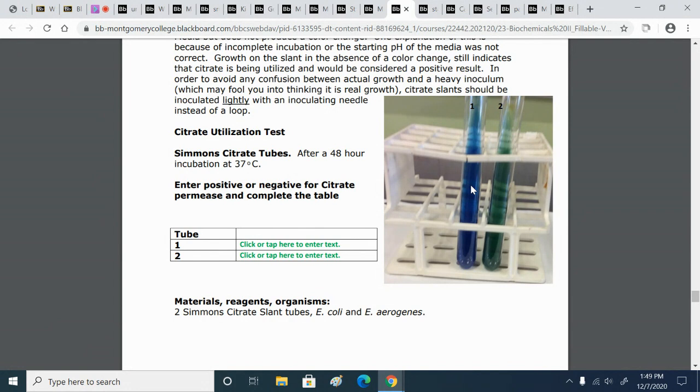So you do need to know the results of E. coli and Enterobacter for the IMViC tests. And it was very easy to remember them, right? What were the test results for E. coli and IMViC?